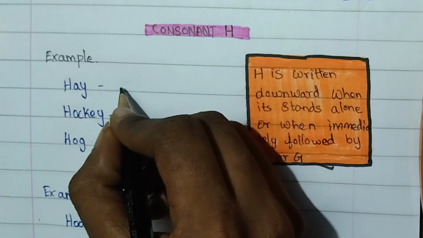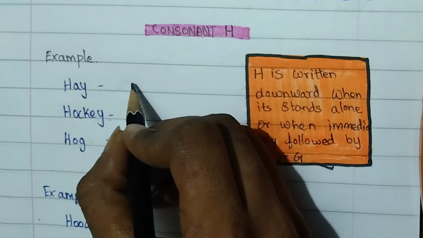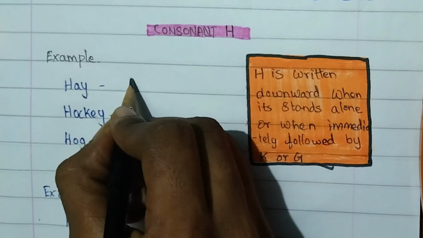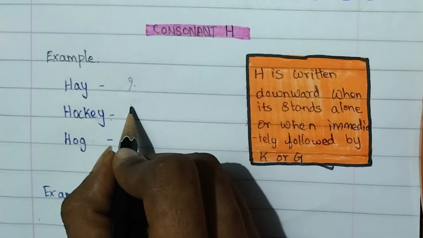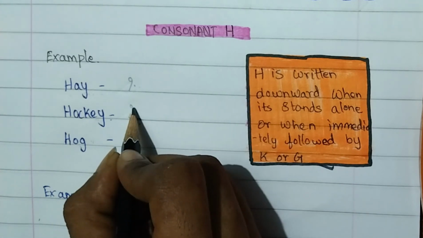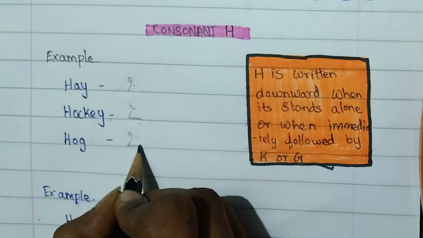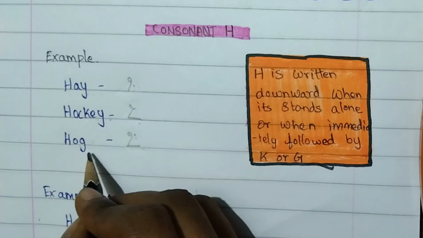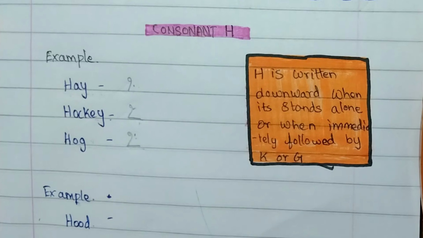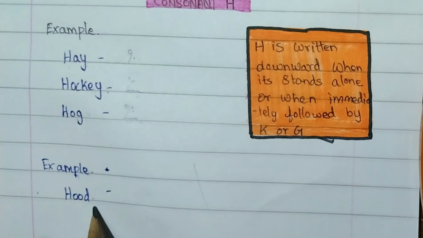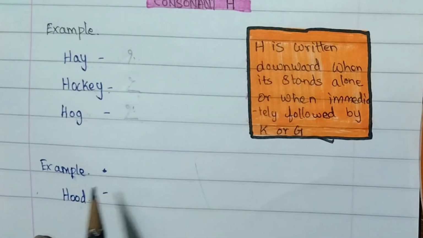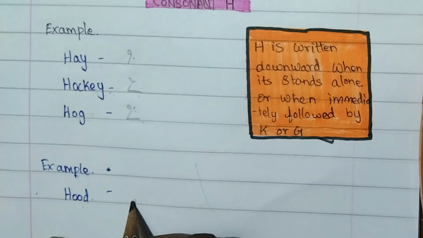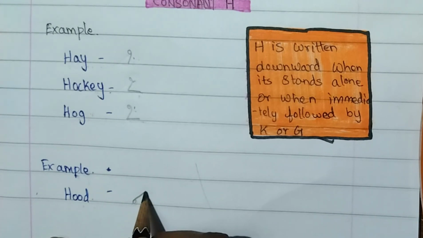The first word is hay. The word hay stands alone, so we should use downward H to write this word. Similarly, we have to use downward H to write the words hockey and hog because in these words the H is followed by K and G. For upward H, the example word is hood. Hood does not follow the rules for downward H, so we are using upward H to write this word. Upward H and D. Hood.